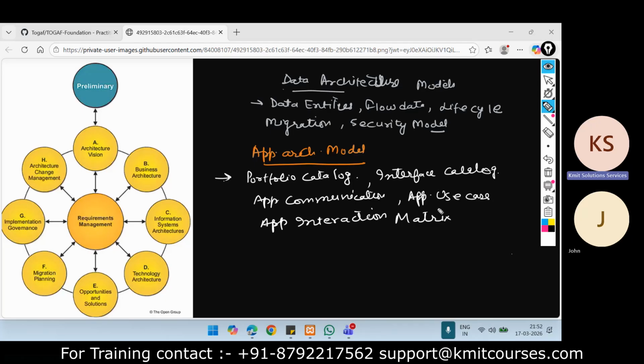So tomorrow I will discuss a little bit about that. You want the data flow, data life cycle, and what else? Data security model. So I will go through these three types of diagrams. I will add that into my notes also, so you can refer to that. Any other question?